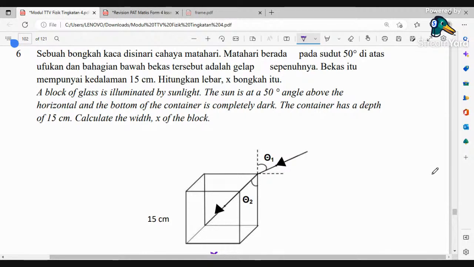15. Soalan ni. From horizontal the line is 50, meaning theta here should be 40, right? Above horizontal ialah 50, so it's 40. The container has a depth, ini ialah 15. Maksudnya ini 15. We want to find this x. Let's find theta 2.